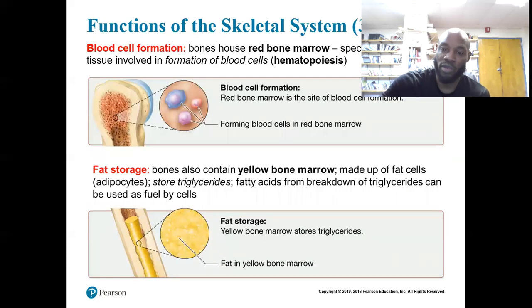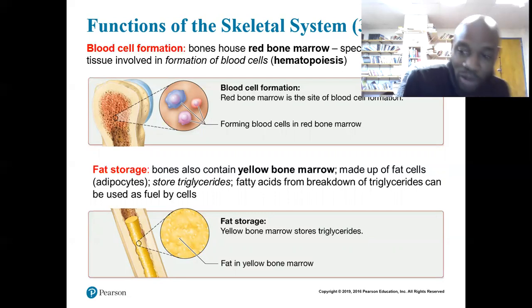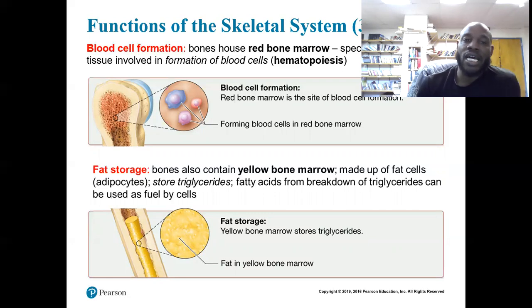We also have blood cell formation. We're going to talk about bone marrow, red bone marrow and yellow bone marrow. Red bone marrow is where we have formation of our red blood cells, which is very important because red blood cells carry oxygen to the body by the hemoglobin that's in them. Without red blood cells, we would not be able to get oxygen to our tissues, and therefore we would have difficulty living. So red blood cell formation, hematopoiesis, happens in your red bone marrow.